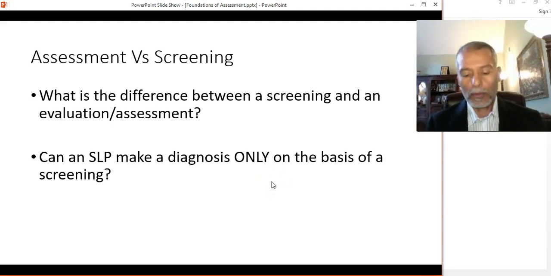In terms of screening and evaluations, and strictly I'm speaking about screening in speech-language pathology. The reason is screening in different fields is treated and looked at in a different way. Like someone has a mammogram. That's a kind of screening.